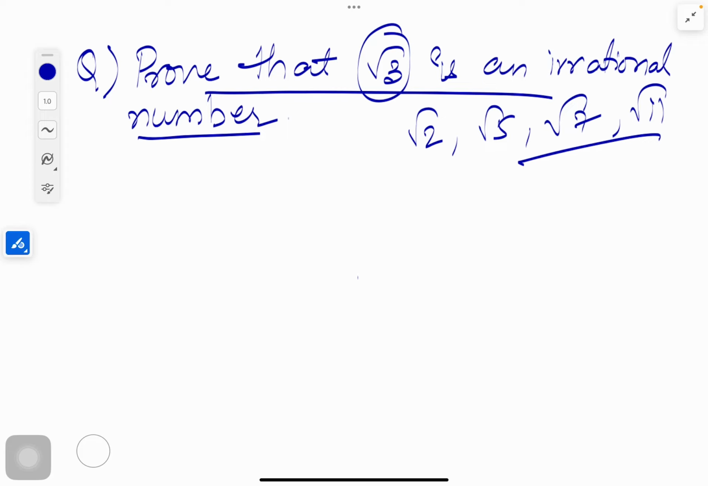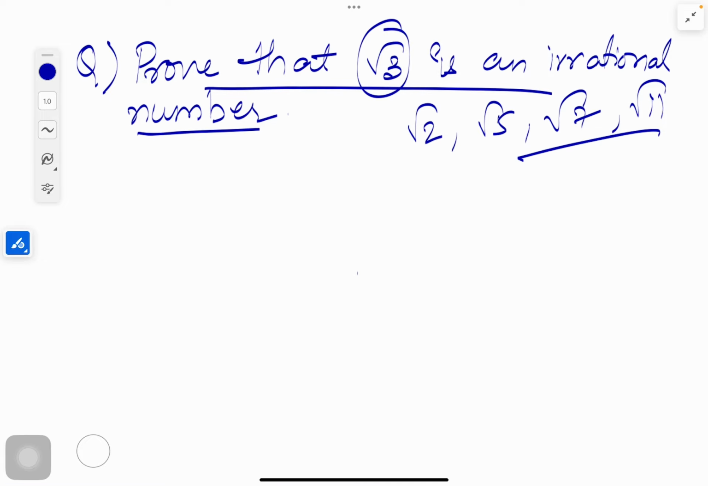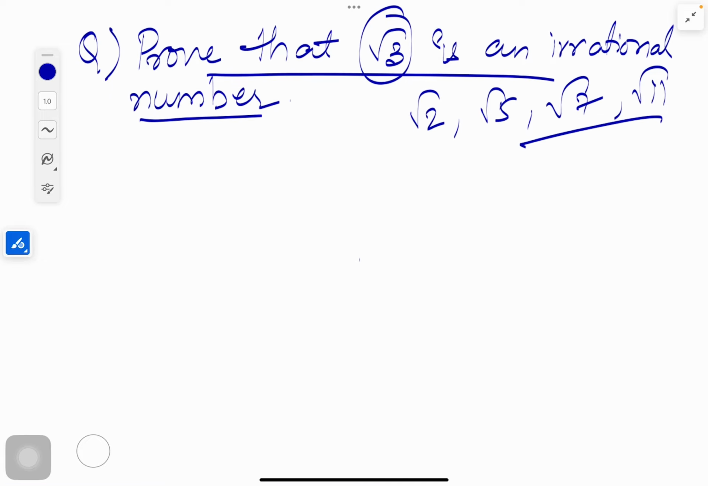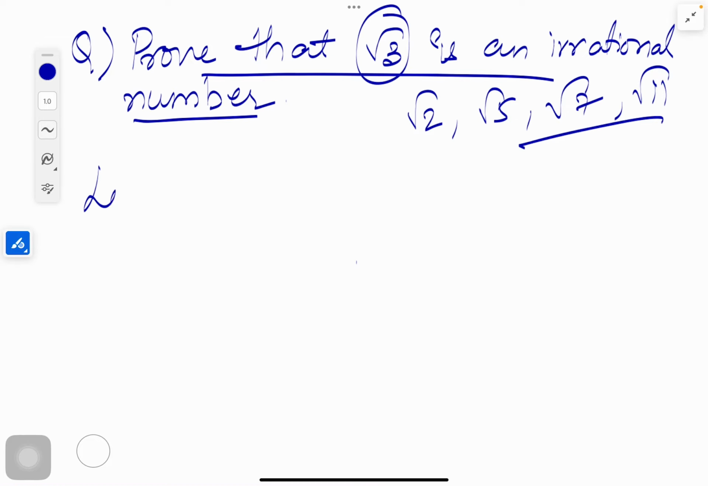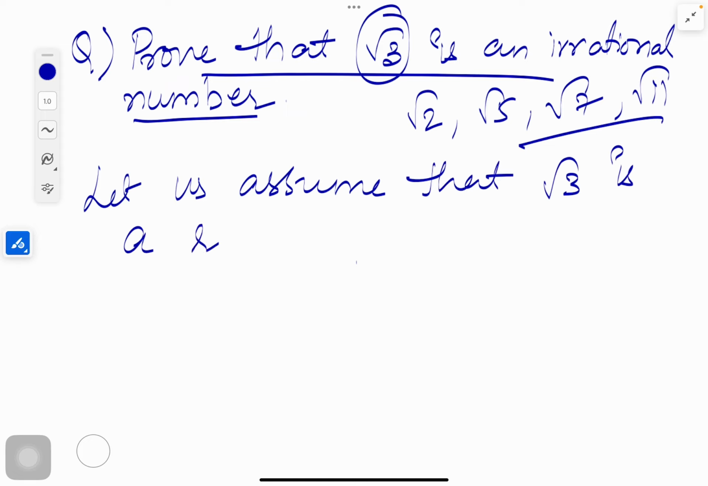It's often repeated in the board examination, so please practice this sum thoroughly. So let us go into the proof. Let us assume that root 3 is a rational number. Okay, is a rational number.